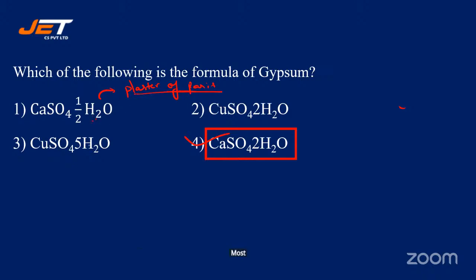Most of you have confused it for this hemihydrate. Dihydrate form of calcium sulfate is called gypsum. Okay, never get confused between these. Whenever you see hemihydrate, the half, remember it as plaster of Paris.